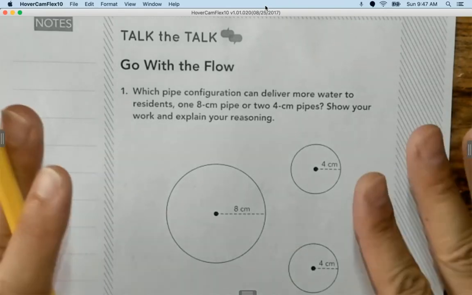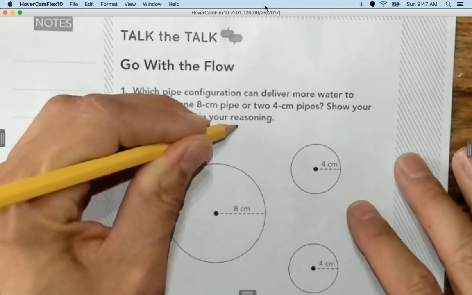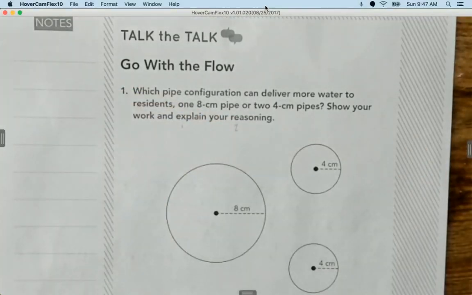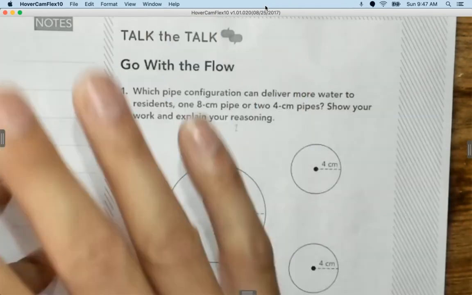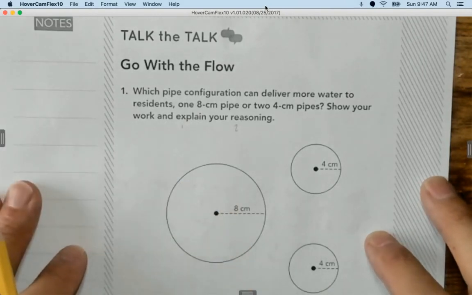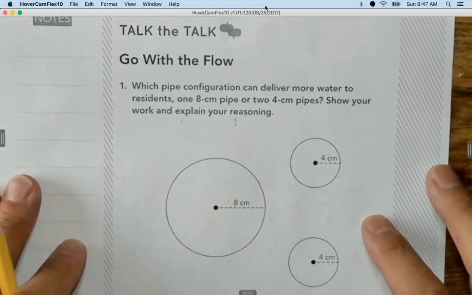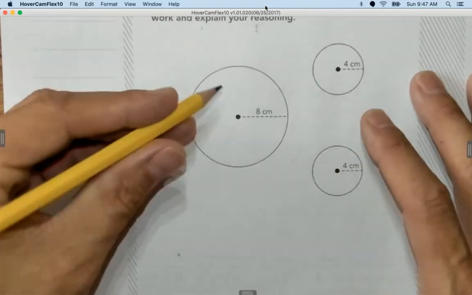This reminds me of the ratio problem of a 1 to 2 ratio when we're talking about the radius of the different circles. This whole section was about area, so I do know that we're looking at area. I'm also thinking about how much water can go through the whole pipe, and that would be area, not perimeter or circumference. So if that's the case, I'm going to start by calculating the area of all of these circles.